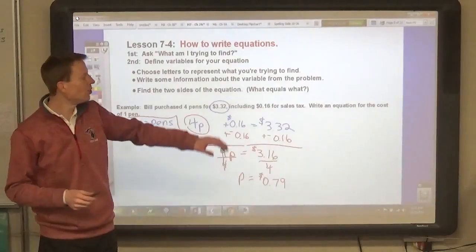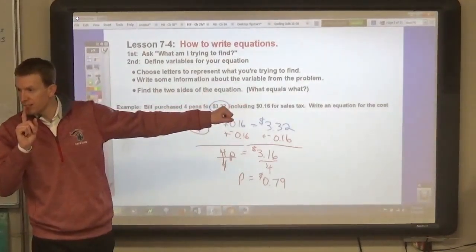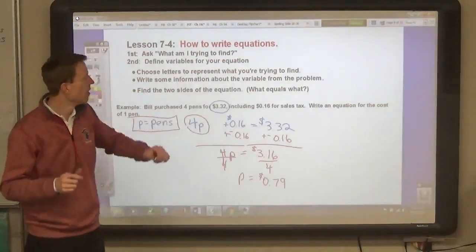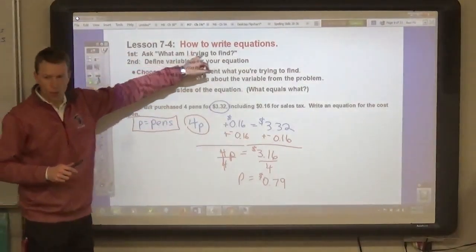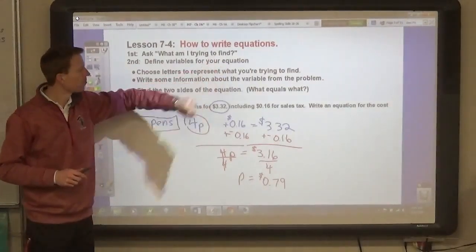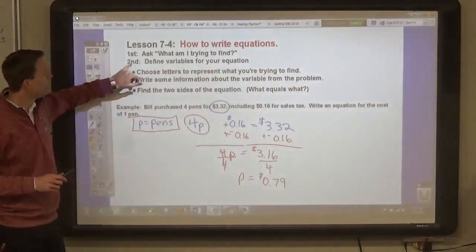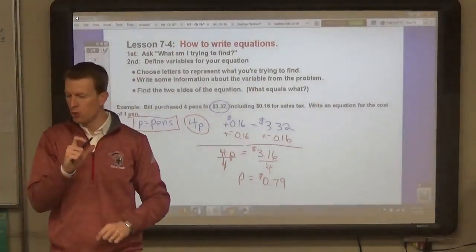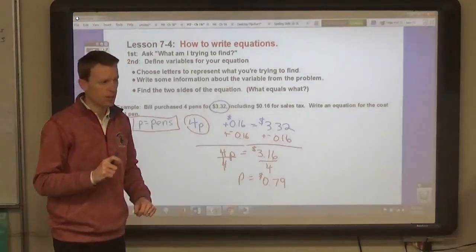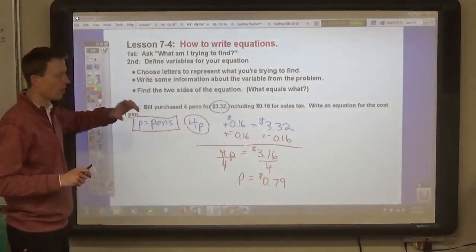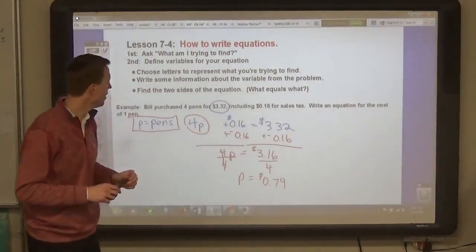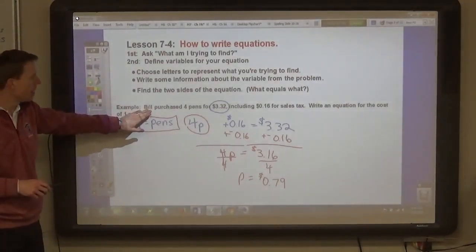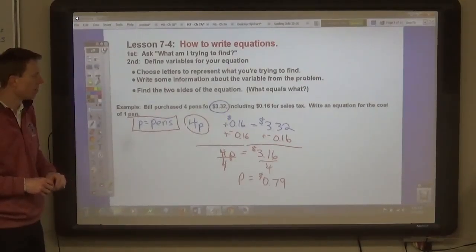Make sure that once you get to the end, okay, listen please, that you actually solve the question that's being asked. So, you have to first figure out, what am I trying to find? Then, in the question, whatever you're trying to find, you're going to assign a variable to that. Now, if it is the cost, you might choose C for cost. Or in this example, it's P for pens. All right?